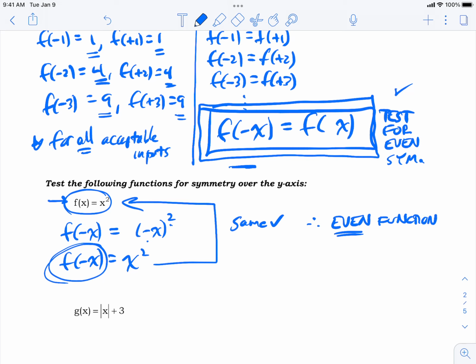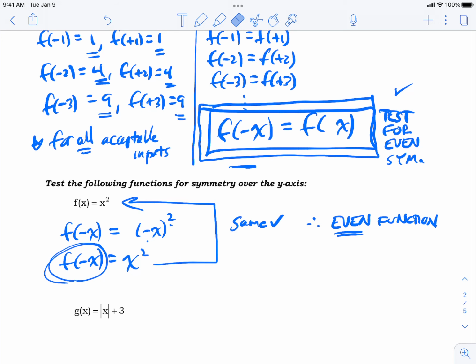Find f of negative x. And if it looks the same as what we started with, you have proven that it is an even function.